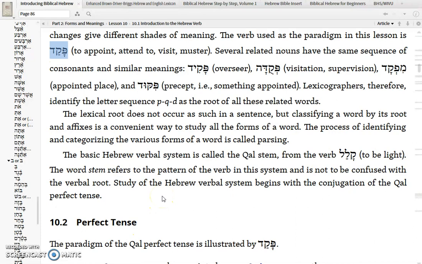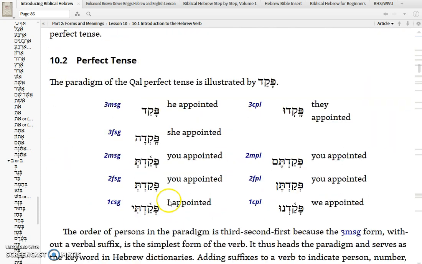And in the verbal system, the simplest form of the verb is called the Qal. It's from a word qalal, which means to be light. And so we'll start with the simplest form, which actually happens to be the most common one as well. So the paradigm for the Qal Perfect is illustrated with pakad, and he's simply choosing one of the meanings, appointed, as the meaning he's choosing for the paradigm.